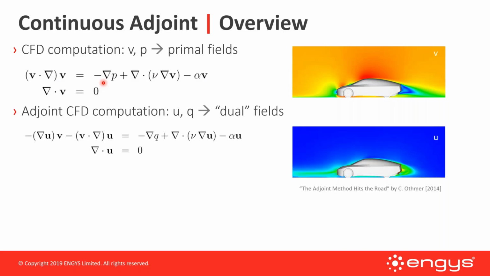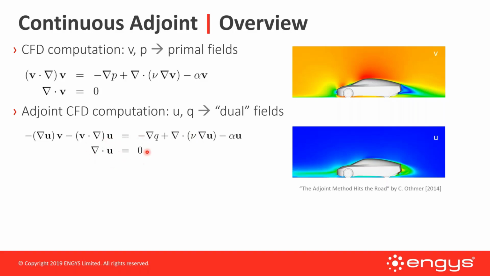After the CFD computation, then we'll actually perform an adjoint CFD computation. And there's analog fields. We'll call these the dual fields. So this is the adjoint velocity, and Q is the adjoint pressure. And it has a similar equation. So it's a transport equation. Again, this is in steady state.